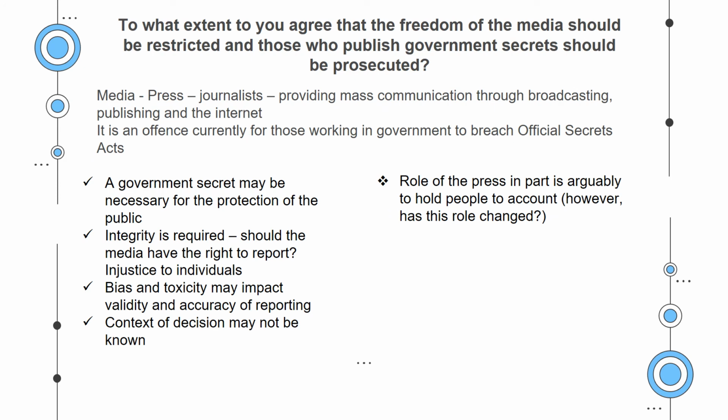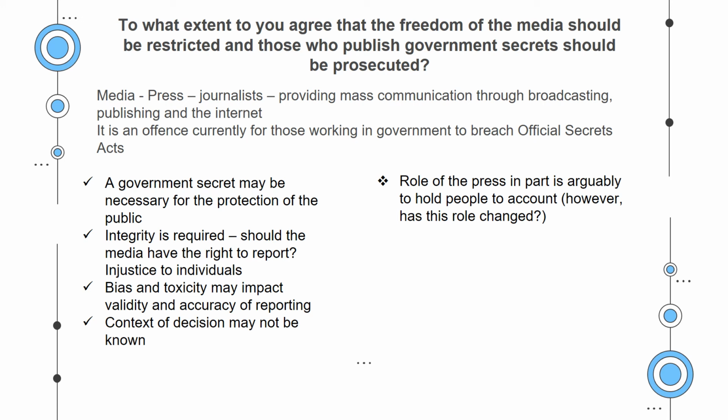And this is again media. So this is a current one. To what extent do you agree that the freedom of the media should be restricted and those who publish government secrets should be prosecuted? So I've again explained media, and it is already an offence for those working in the government to breach official secrets. There's a number of official secrets acts, but should we extend that to the media?